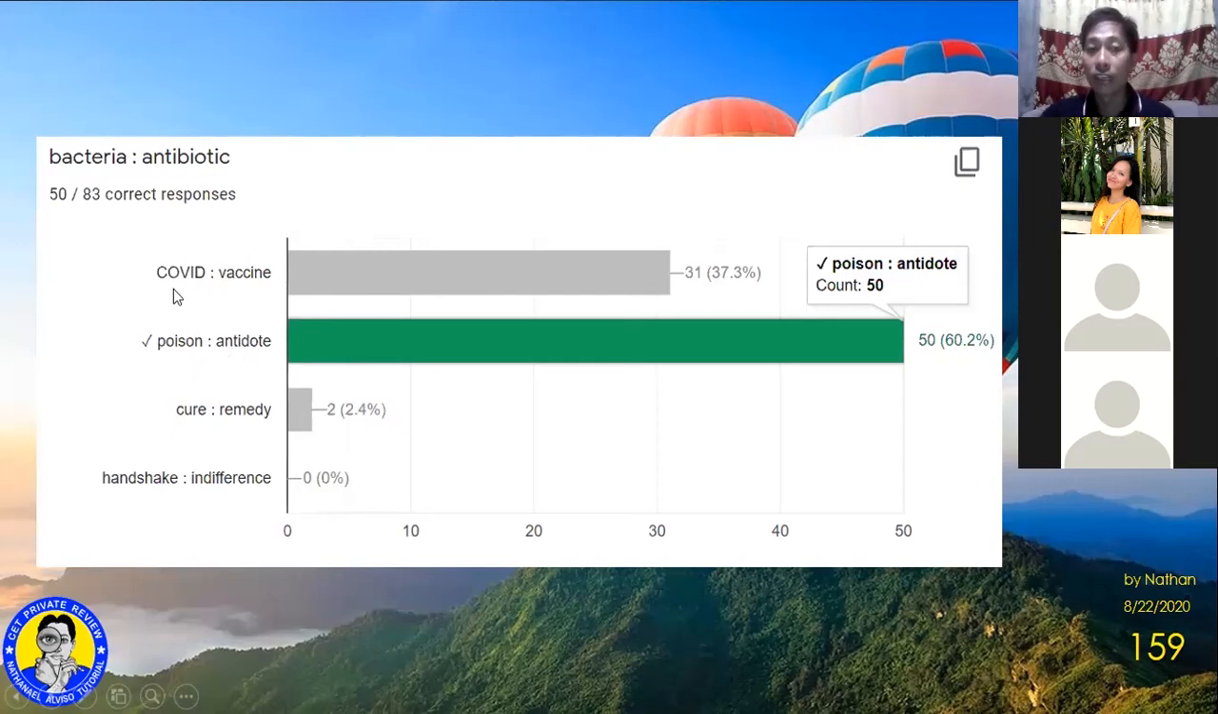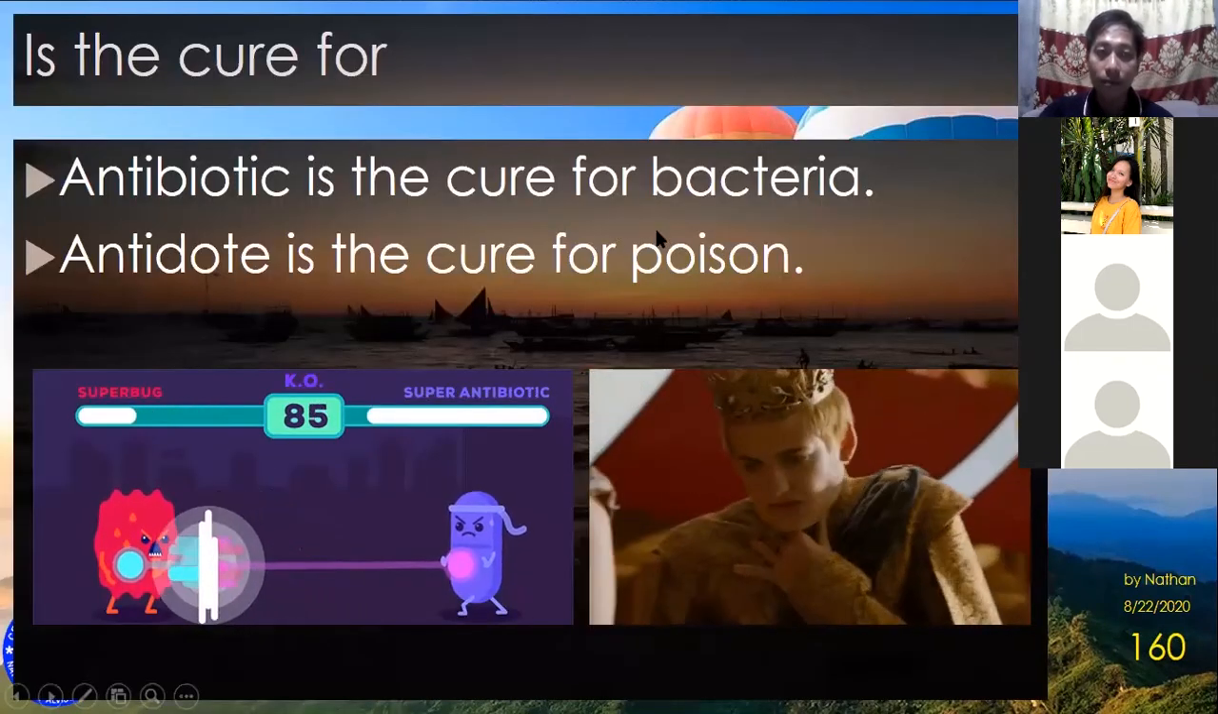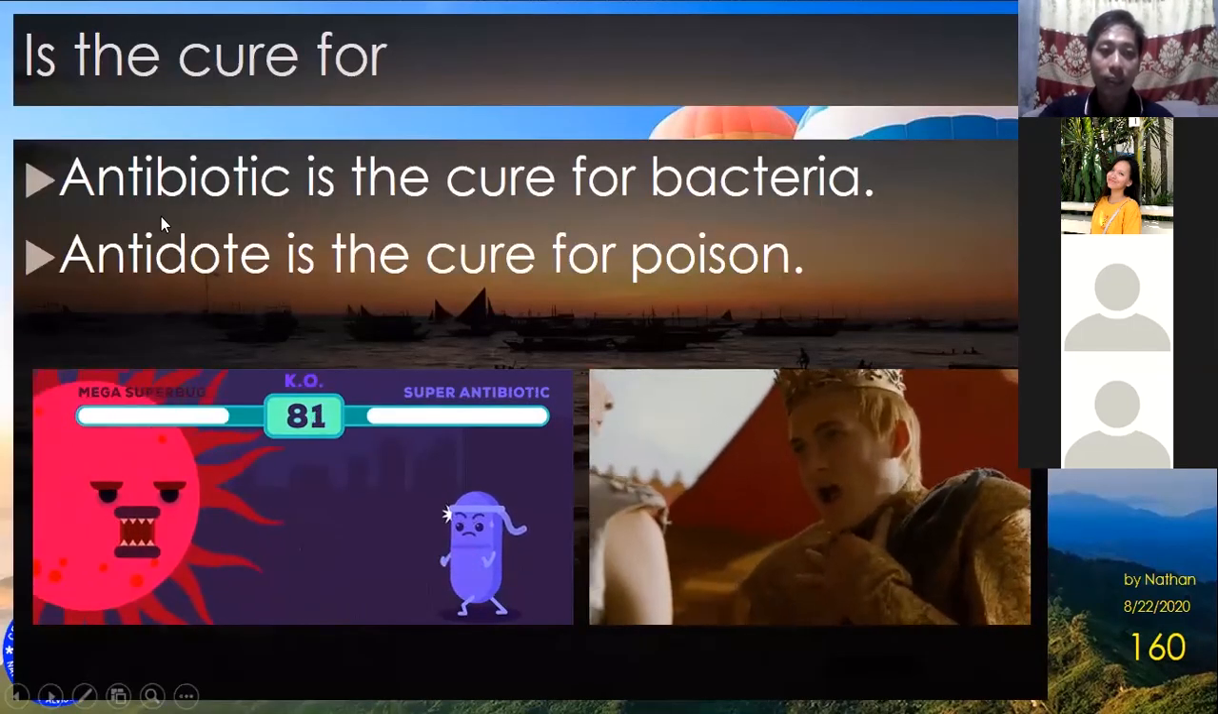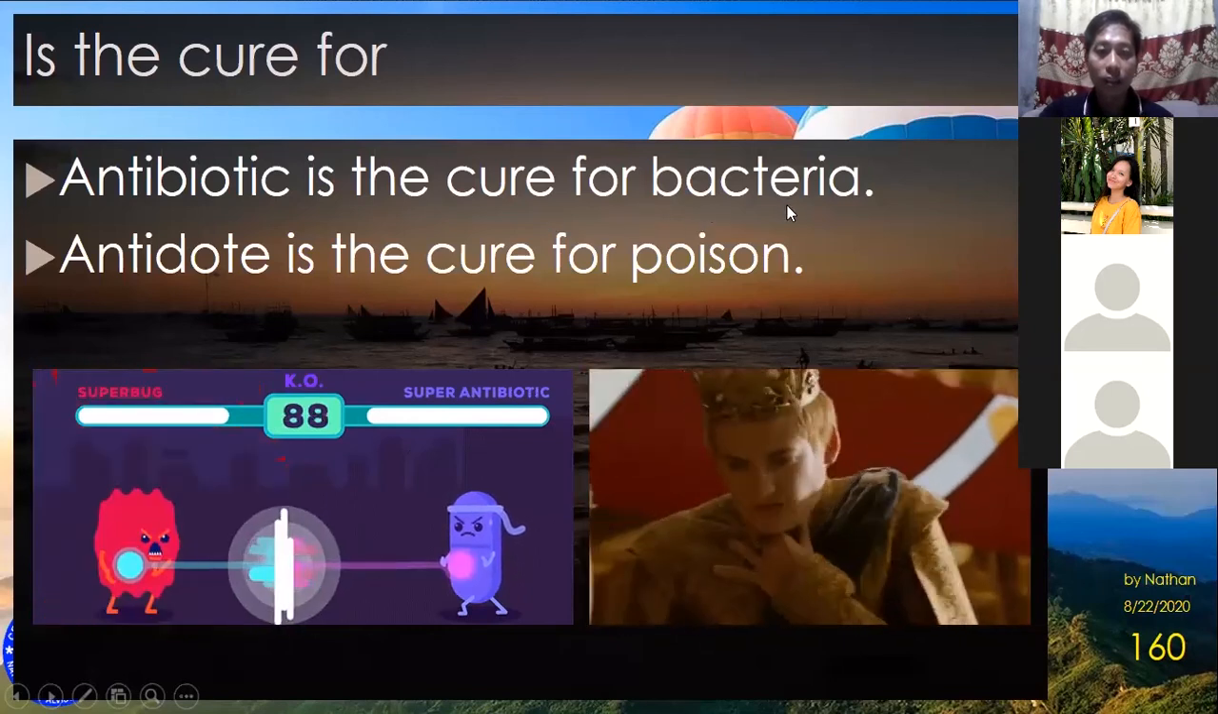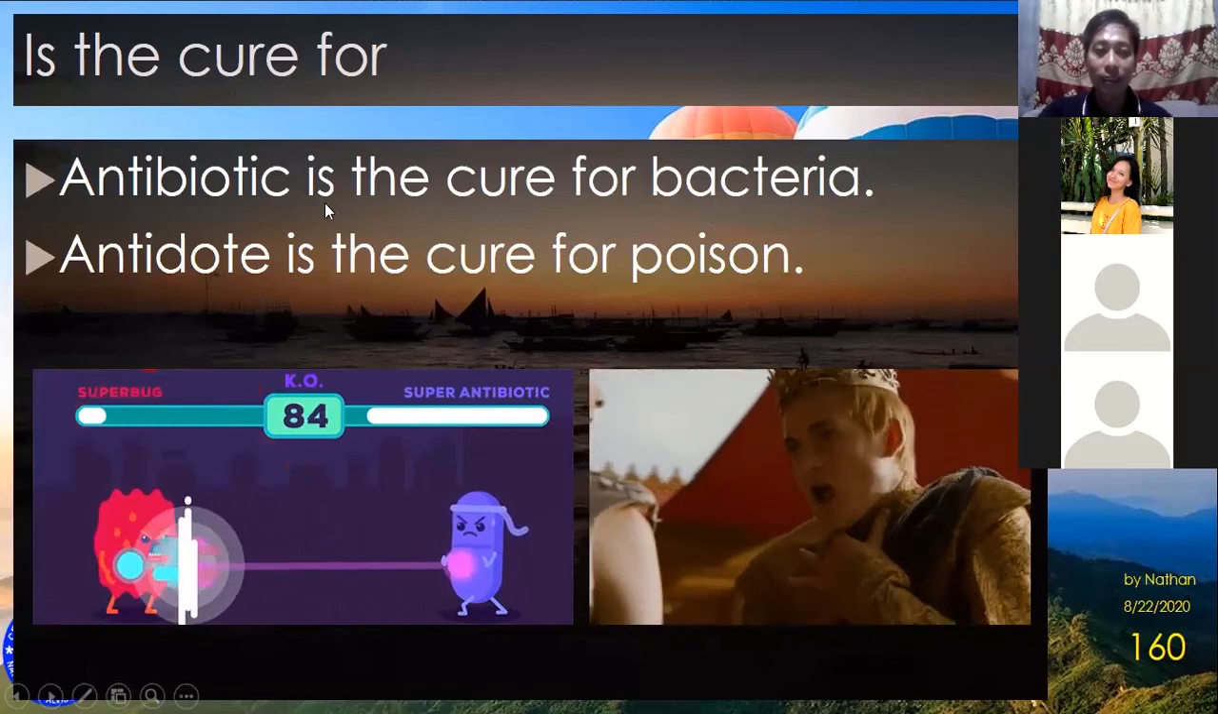It's not COVID and then vaccine, because vaccine is a preventive measure. So you take the vaccine when you do not have COVID, okay? Because it will sort of prevent you from getting COVID. But if you already have COVID, then it's a virus. What you will need is not the vaccine anymore, but the antiviral drugs. So like that. Antibiotic is the cure for bacteria, see?